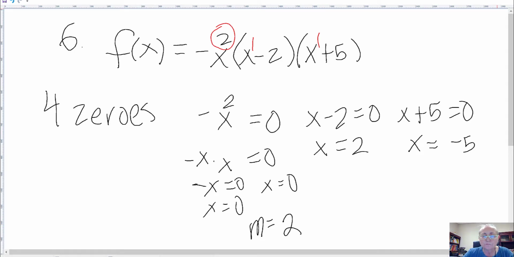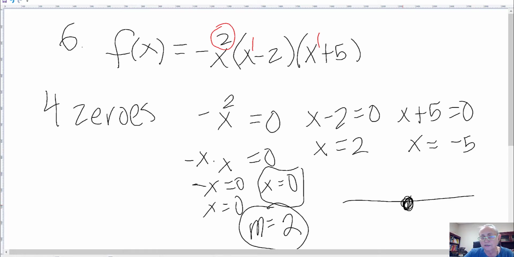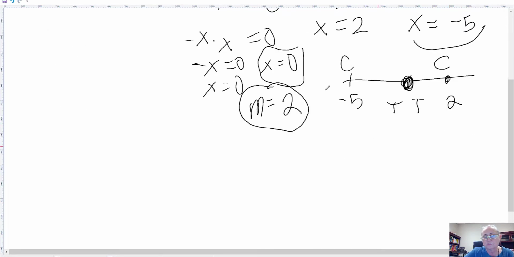Now, when it has an even multiplicity, that means at 0, these are the same, right? You can only put 0 on the number line one time. It's going to touch and turn there. At negative 5, since it occurs only once, it's going to cross, and at 2, it's going to cross. All right, so we got to keep that in mind.